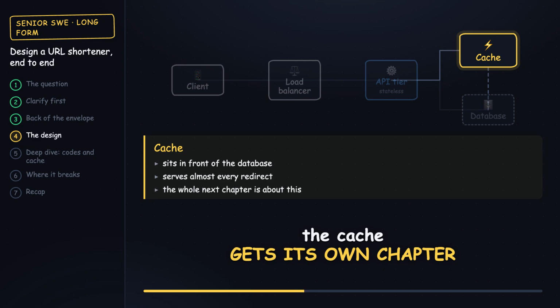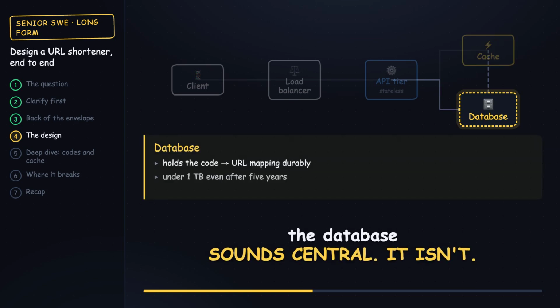In front of the database sits the cache, and it gets a whole chapter of its own, because at this read volume it is the most important block on the screen. And the database holds the mapping durably, which sounds like the center of the system, but by the end of the next chapter it will not be.